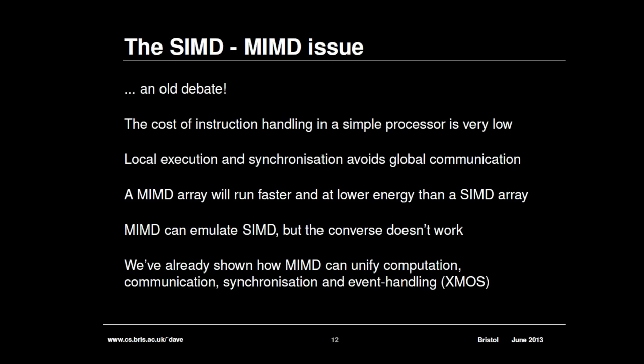It takes a handful of instructions to actually make the thing into a general purpose processor. The benefit of doing that is that all the execution and synchronization of the system is done locally between pairs of processing agents and within the processing agent, and it avoids global communication. And as we know, global communication is expensive. So I think that MIMD arrays would run faster and at lower energy than SIMD ones. Again, that's an exercise for the reader to try and prove it, or prove the opposite.